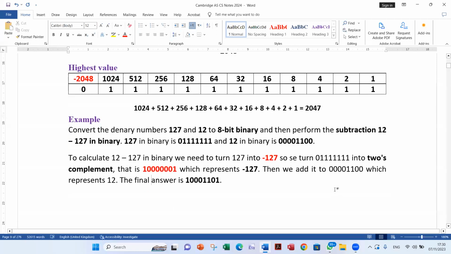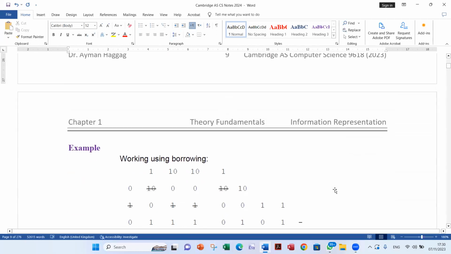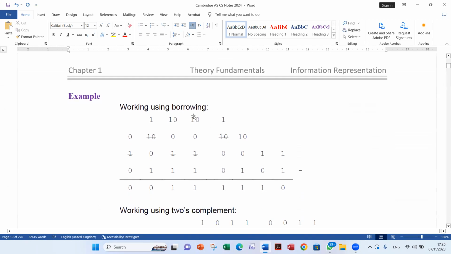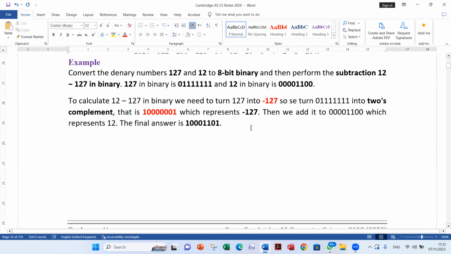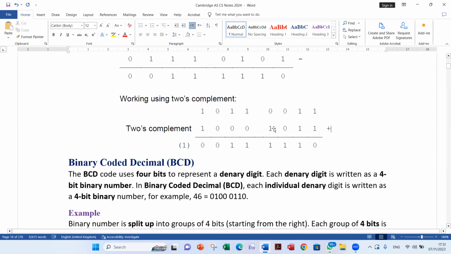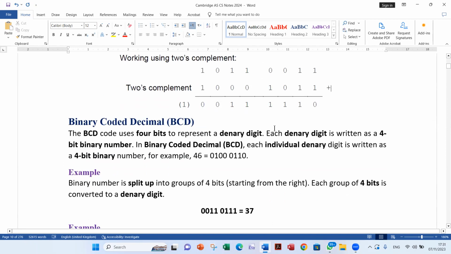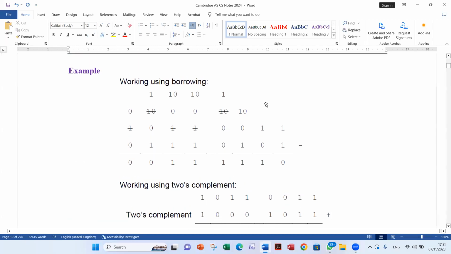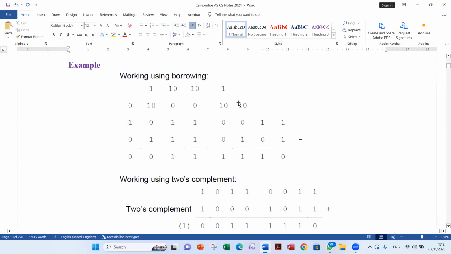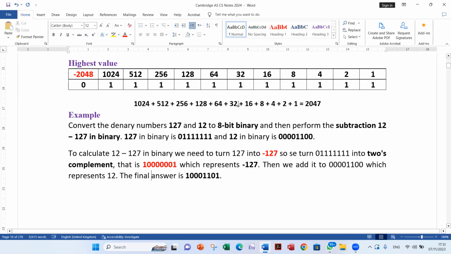Okay, so using borrowing, with subtraction is a little bit difficult. I would love to do it like this. Actually, this is a screenshot of what I found in the mark scheme.